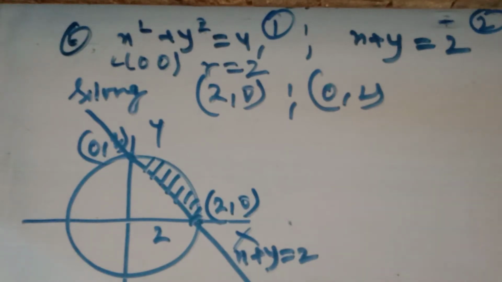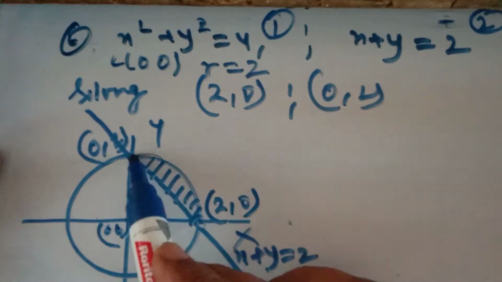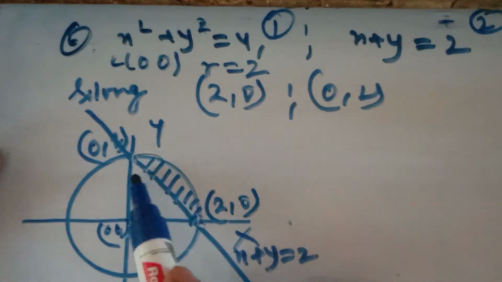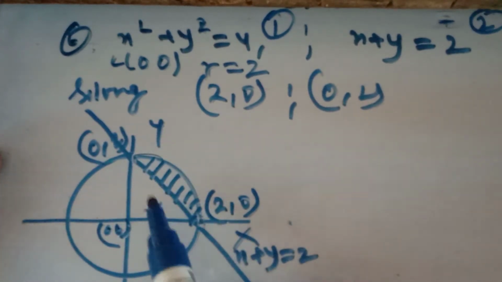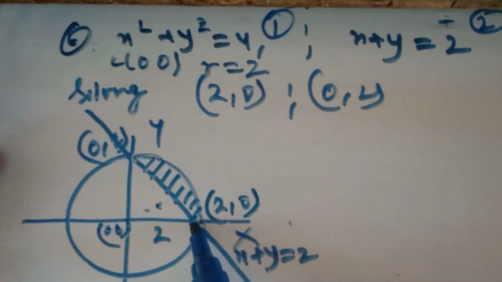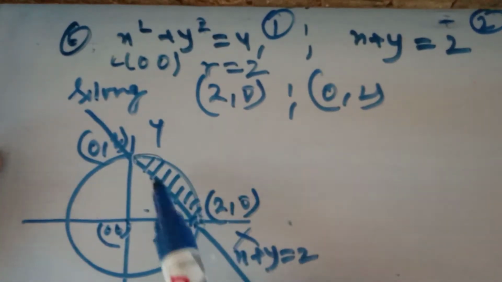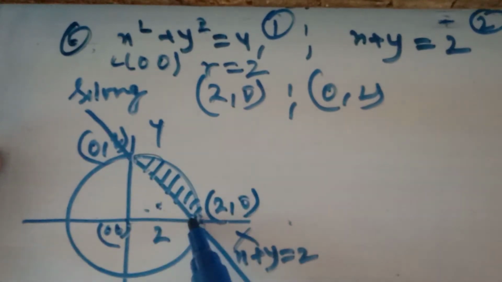So how can you find this area? If you integrate from 0 to 2 this curve, which is a circle, you will get the area of the first quadrant. The extra unshaded area is touching the line. If you subtract this unshaded area, from 0 to 2, that is touching the line, from the first, you will get the required area.